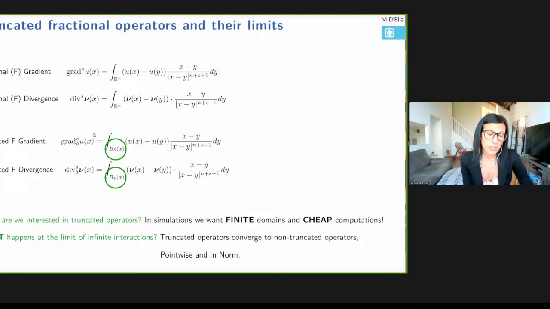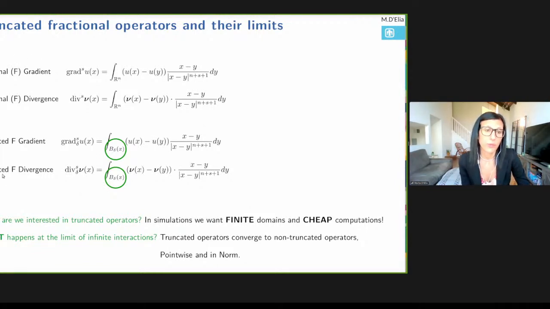And so it's natural to ask the following question: what kind of objects are these compared to the standard fractional gradient and divergence? So what happens when this neighborhood goes to infinity? What we have is that these objects converge both pointwise and in norm.